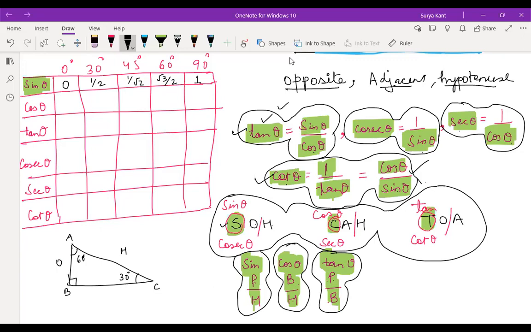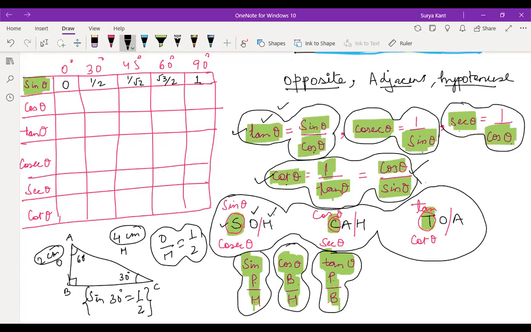And second, if you take the ratio of opposite and hypotenuse, suppose the opposite is 2 centimeters. You can just draw a 30-degree angle over here. If AB is 2 centimeters, we will find the hypotenuse is 4 centimeters. That's why sine 30 degrees equals 1 by 2. Why are we getting 1 by 2? Because the ratio of opposite by hypotenuse is 1 by 2.